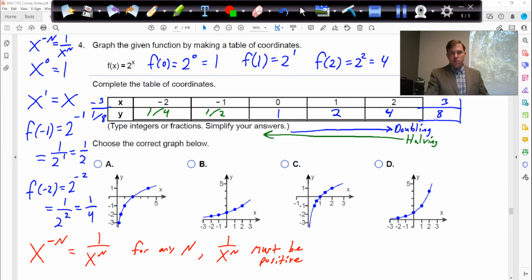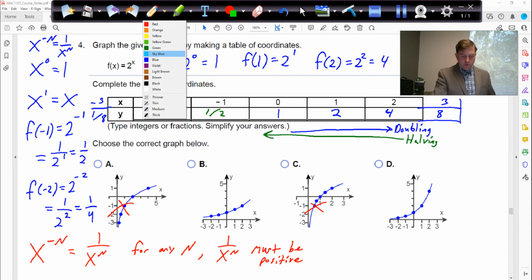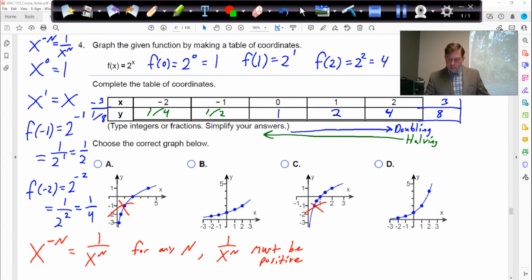So 1/2 is 0.5, it's positive. 1/4 is 0.25, it's positive. And they are getting smaller. 1/8 is 0.125. It's positive, it's getting smaller, closer to 0, but it's still positive. We can immediately eliminate A and C because they have negative numbers. They have negative y values. And then we just have to match it up. So if you look, D is the best answer.